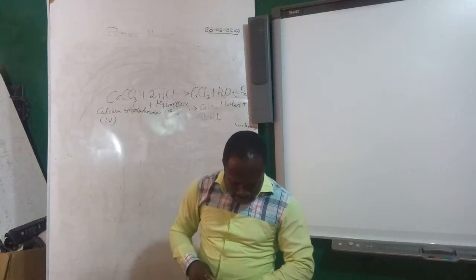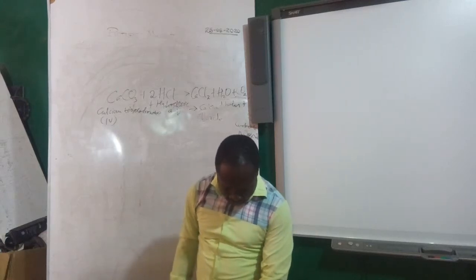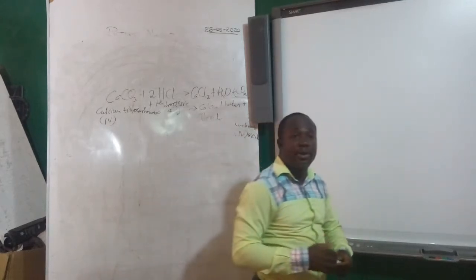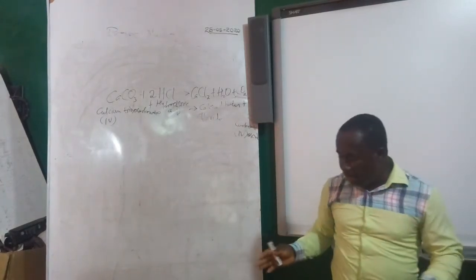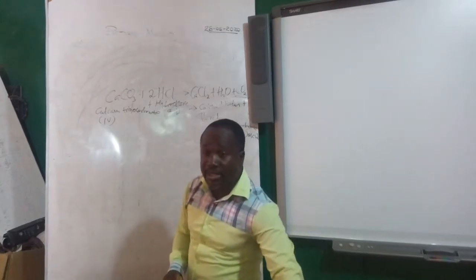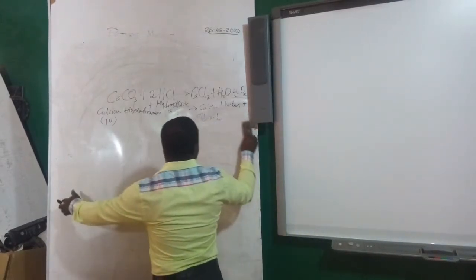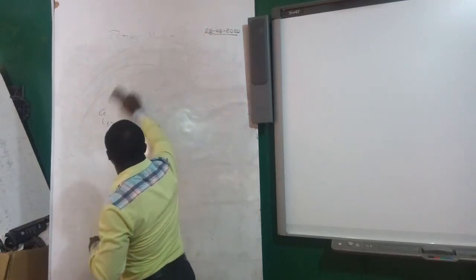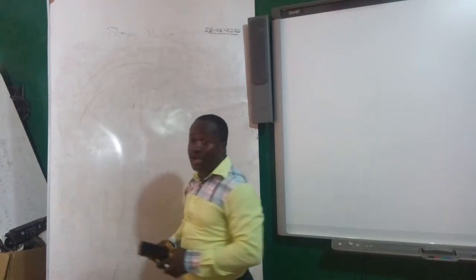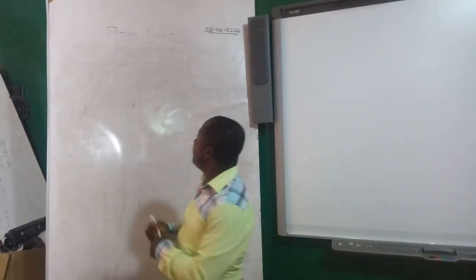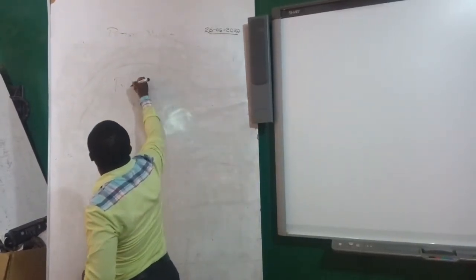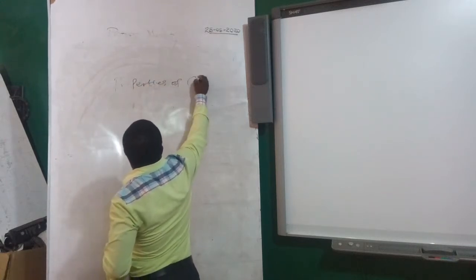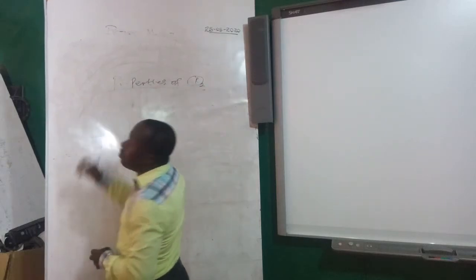And now, let's also look at the properties of carbon dioxide. So what are the properties of carbon dioxide? Don't forget that now we know the properties of hydrogen gas. So what are the properties of carbon dioxide, or carbon 4 oxide?